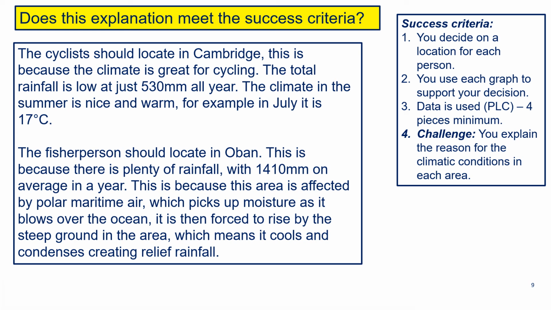The fisher person should locate in Oban. This is because there is plenty of rainfall, with 1,410 millimetres on average in a year. This is because the area is affected by polar maritime air, which picks up moisture as it blows over the ocean. It is then forced to rise by the steep ground in the area, which means it cools and condenses, creating relief rainfall.